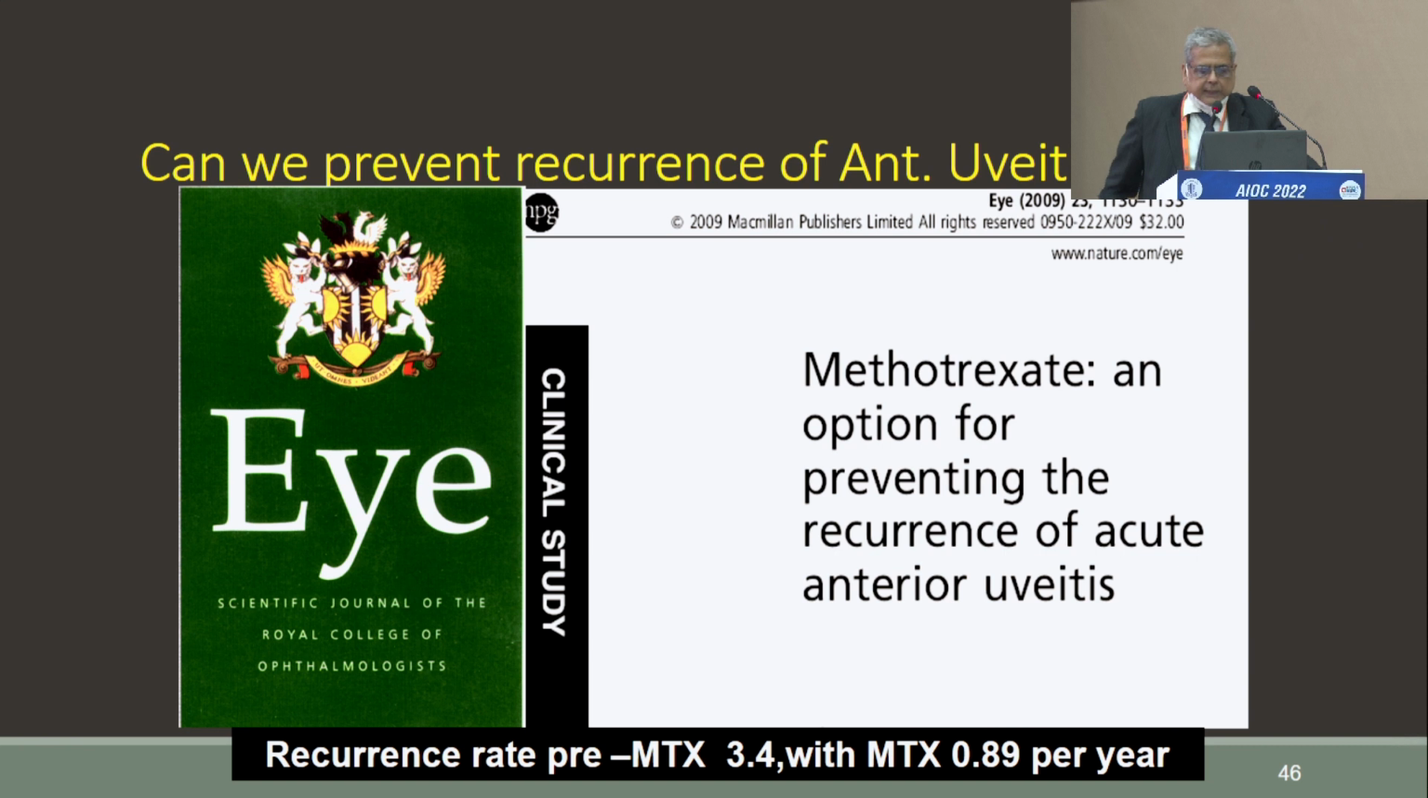I got this article, methotrexate an option for preventing recurrence of acute anterior uveitis. This came from England. It was published in a journal. They found the recurrence rate pre-methotrexate 3.4 comes down to 0.89 per year. But if my patient is in my city, I tell him, why use methotrexate for 3 months? You can easily come to see me. But the patients who are outside and have multiple recurrences that really bother them, I tried methotrexate, it works.